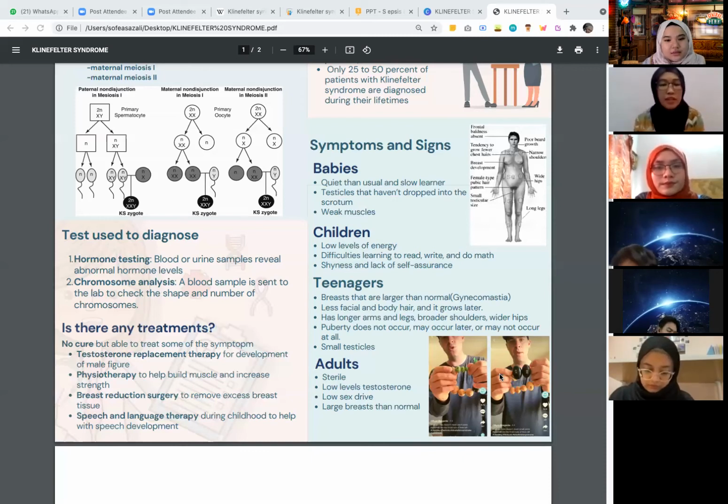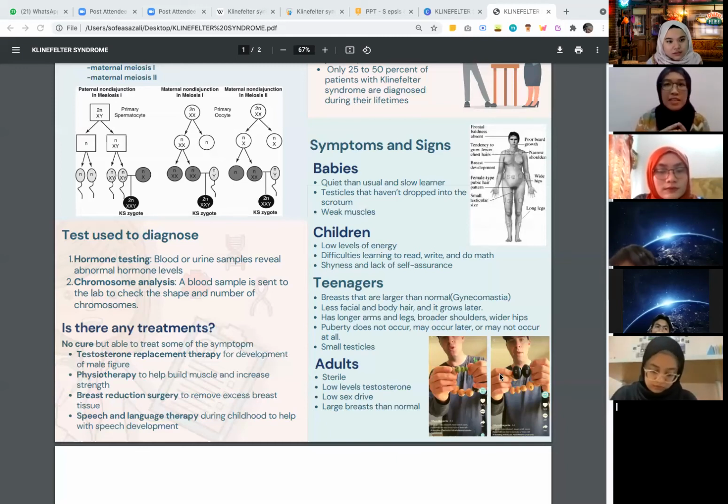I will talk about the diagnosis and also the treatment regarding Klinefelter syndrome. There are two main tests in order to diagnose Klinefelter syndrome: the first one is hormone testing and the second one is chromosome analysis. For hormone testing, the blood and urine samples of the patient will reveal the abnormal hormone level. As we know, patients with Klinefelter syndrome tend to have a lower level of testosterone compared to normal men, and they have a higher level of gonadotrophin, which is luteinizing hormone and follicle stimulating hormone, compared to normal men.